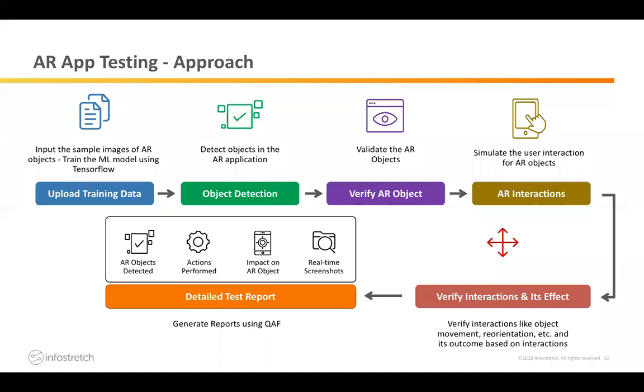Now this can be, again, many things based off of how the application is designed and what you're actually intending the user to do. From that swiping or that 3D touch or the type of clicking that needs to be done within that application. These interactions are verified, such as the movement, reorientation, and even more based off of those interactions. Finally, a detailed report is generated using any automation framework.